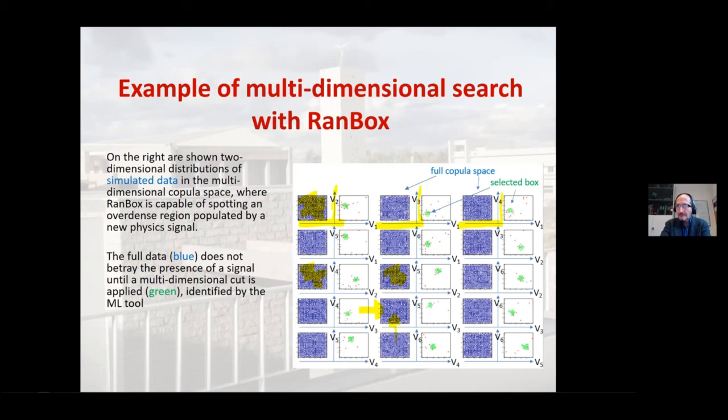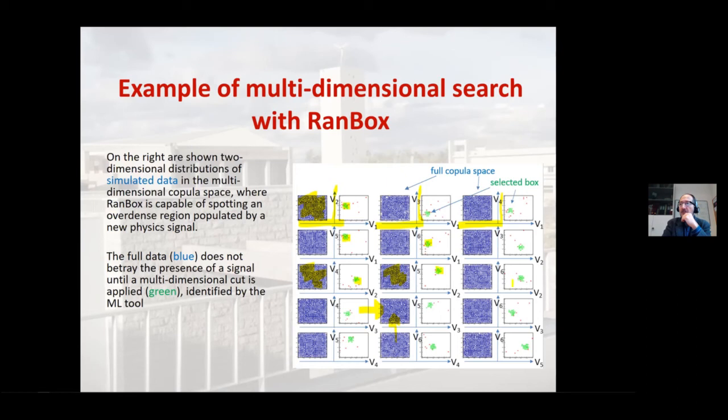But the algorithm, what it does, it looks for a hyper rectangle, if you want, in this multidimensional space, which has the highest density, predicting the density with a sideband in the multiple dimensions. And so it looks for the box that has the highest density with respect to its surroundings. So it is basically a local estimate of the density. And the algorithm, if you look, is able to capture overdensities.